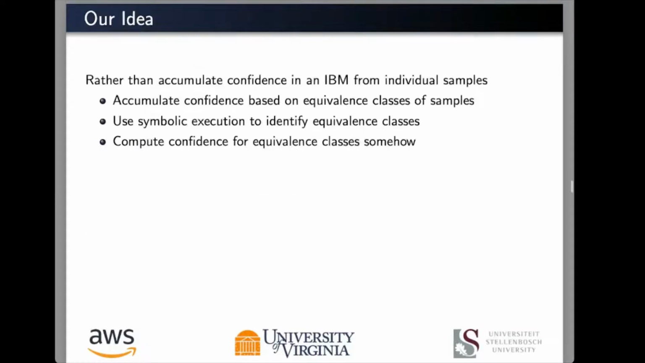But what this led to was a kind of inspiration for the three of us. And the idea was that rather than accumulating confidence in an individual-based model from individual samples, which was what the ecologists were doing, instead we wanted to try to accumulate confidence based on equivalence classes of samples. And we wanted to use symbolic execution to identify equivalence classes, and then we wanted to figure out somehow to compute confidence for equivalence classes, right? So that's the key idea.